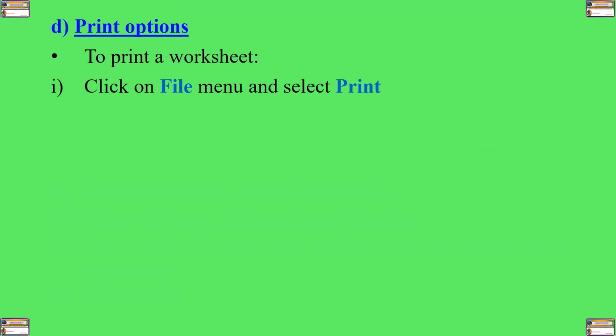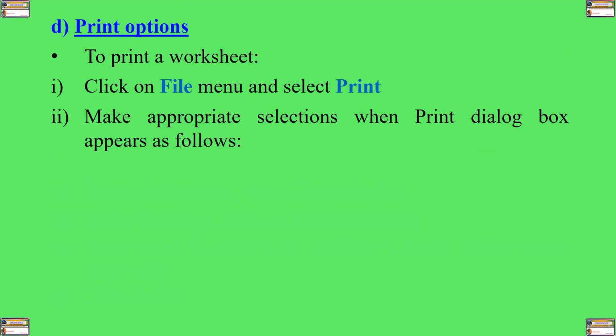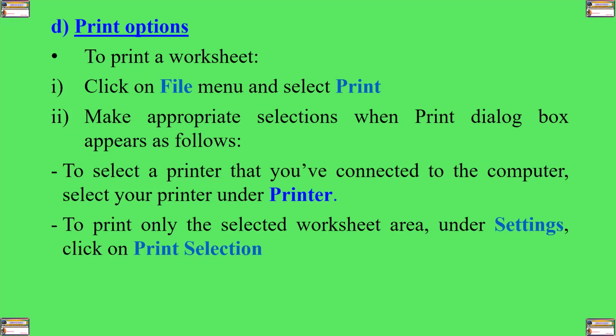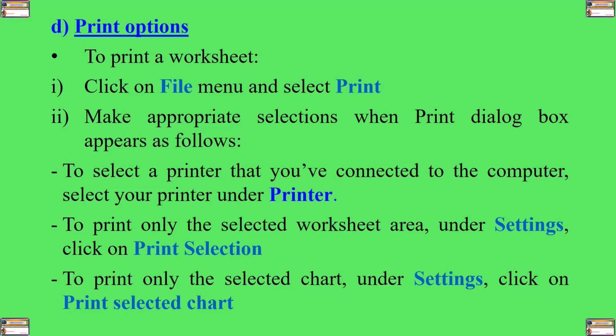What are some of the print options that you can set? To print a worksheet, one, click on the File menu and select Print. Make appropriate selections when the print dialog box appears as follows. To select a printer that you have connected to the computer, select your printer under Printer. To print only the selected worksheet area, under Settings, click on Print Selection.